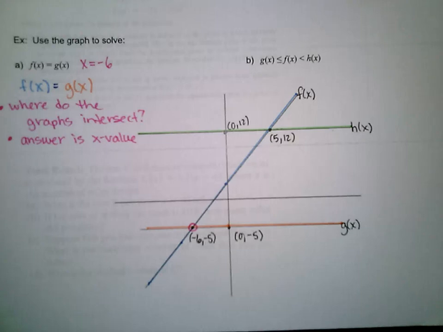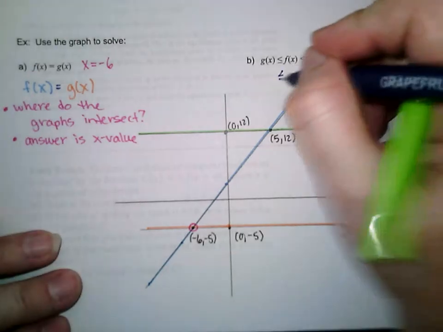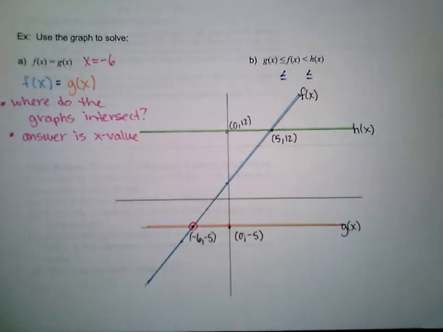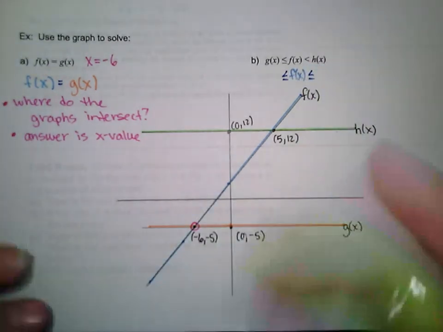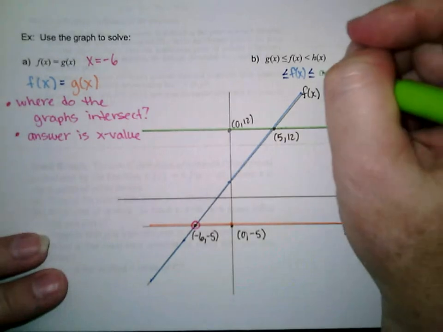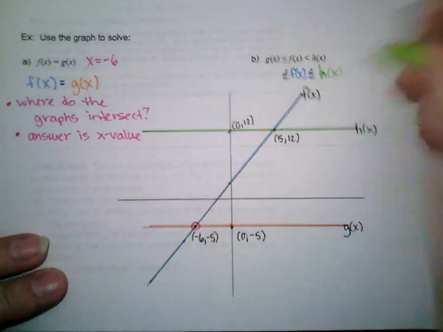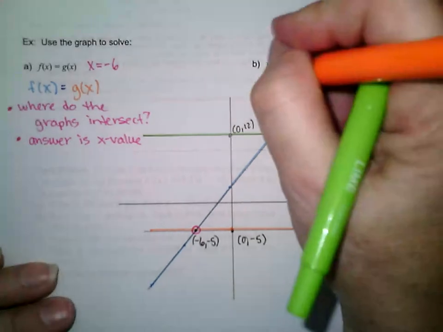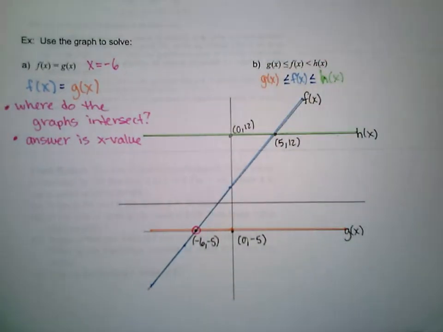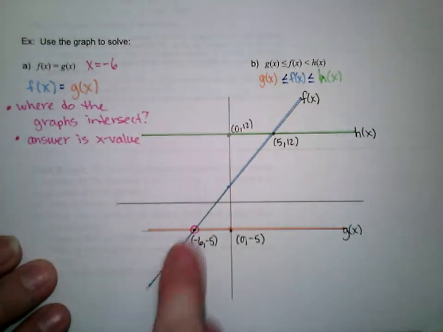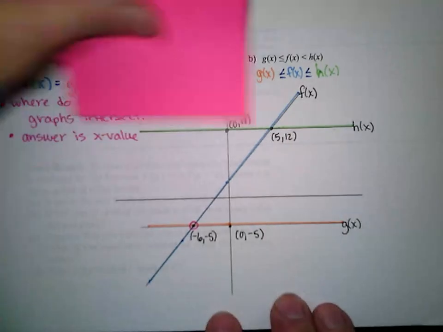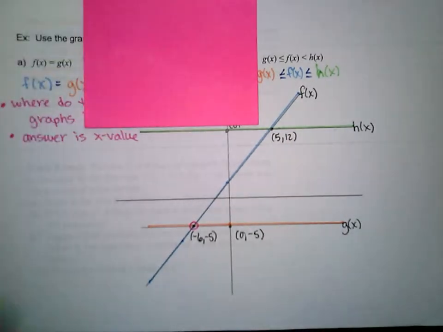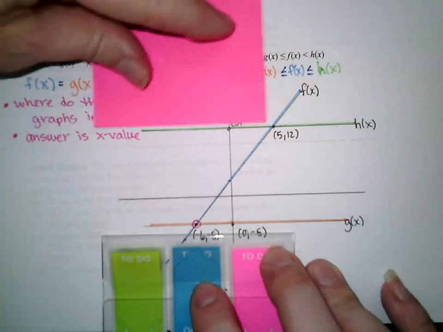So I'm looking to figure out where my f of x, which was my blue line, is stuck in between h of x, which was the green line, and g of x, which was the orange line. So looking at that, I want to know where f of x is below the green line but above the orange line. So I'm looking for below the green and above the orange, and I'm looking on f of x.